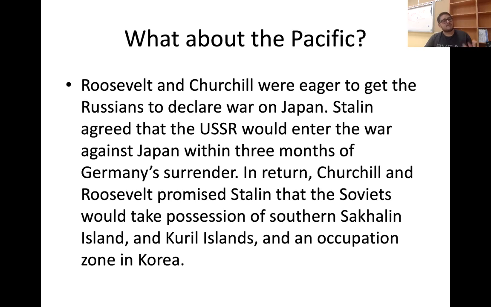Now, what about the Pacific? Roosevelt and Churchill were eager to get the Russians to declare war on Japan. Stalin agreed that the USSR would enter the war against Japan within 3 months of Germany's surrender. In return, Churchill and Roosevelt promised Stalin that the Soviets would take possession of southern Sakhalin Island and the Kuril Islands. Those are the 2 islands that Japan took from them the last time they had a war, the Russo-Japanese War. And an occupation zone in Korea.